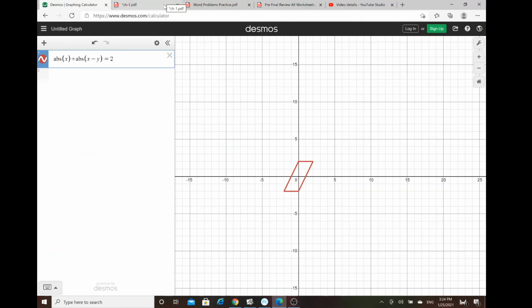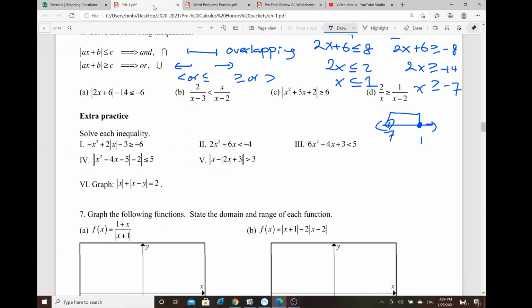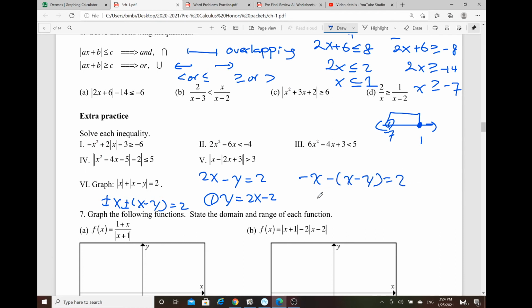So 4 different possibilities. The first part is plus or minus x, and then undo the absolute value for this one, so that would be plus or minus the quantity x minus y, which equals 2. You start with a positive, so we have 2x minus y equals 2. In other words, y equals 2x minus 2. So that's the first possibility. What about negative? We have negative x minus the quantity x minus y equals 2, so negative 2x plus y equals 2. That means y equals 2x plus 2. That's the second possibility.